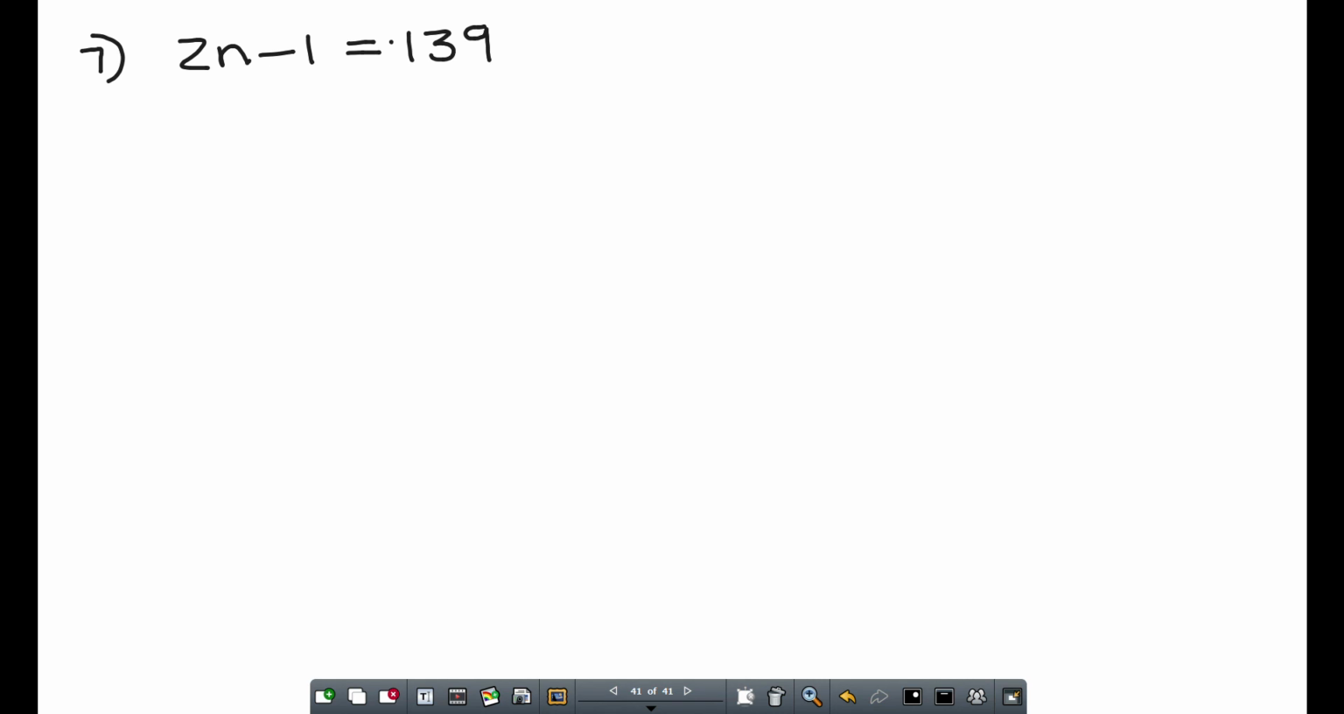You said 139 is equal to 2n minus 1. Okay, so we first going to get rid of that minus 1. So how do I do that? I'm going to say plus 1 on both sides. Do you guys agree? So I'm going to have 2n is equal to 140. Now I've got to get rid of that coefficient of 2. So how do I do that? I divide by 2 on both sides. So n will then be 70.